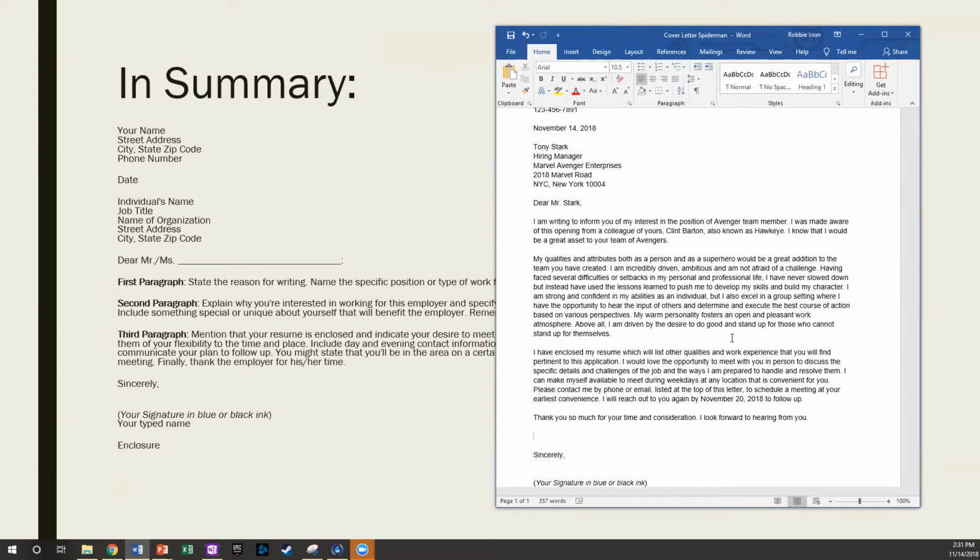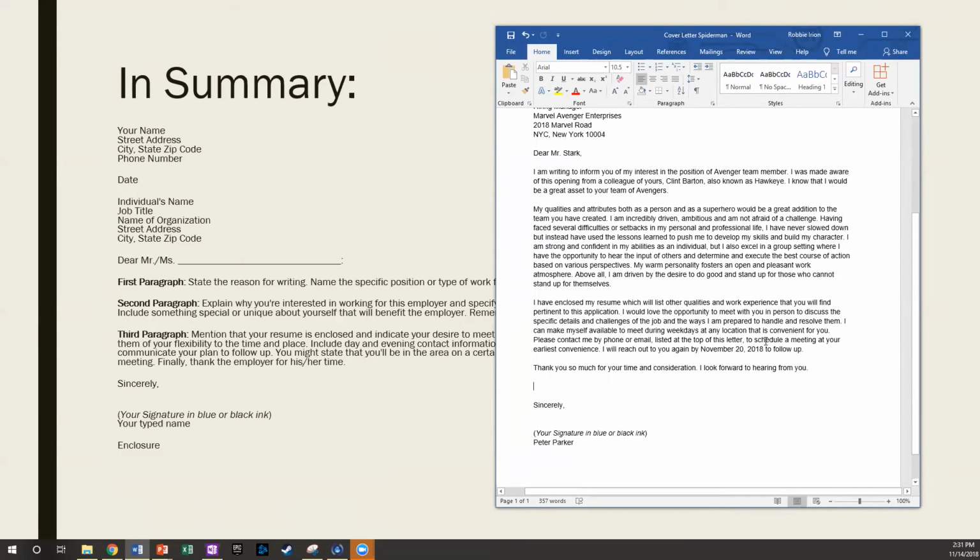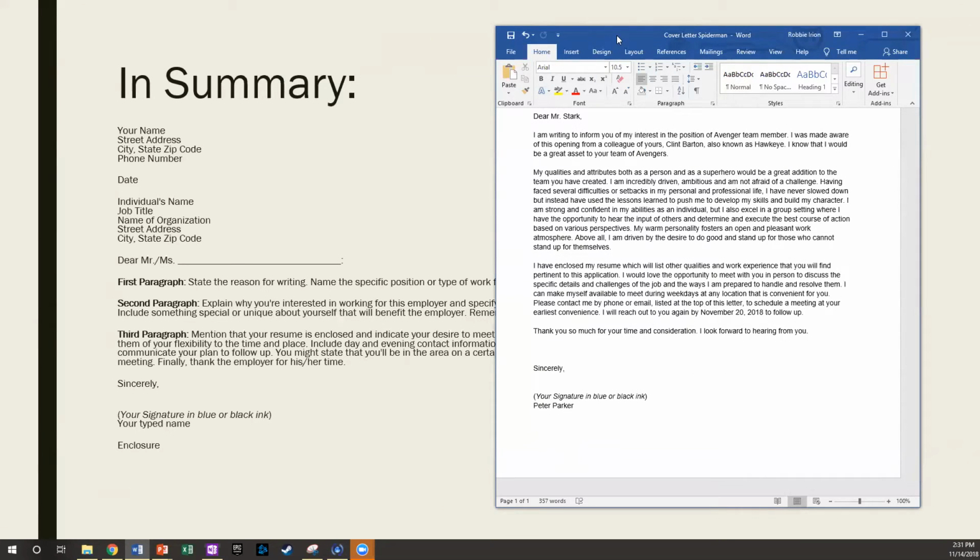He probably wouldn't say all of these qualities if he was applying for a job as a photographer or as a scientist or as an office manager or whatever it may be. This is specifically to be on this team of Avengers, right? So you want to look at the job you're applying for, see what they need, and tell them how you meet those needs. Okay, so that's our example.